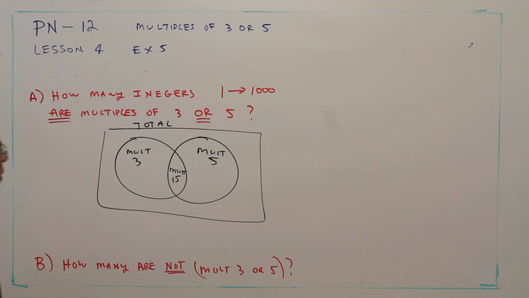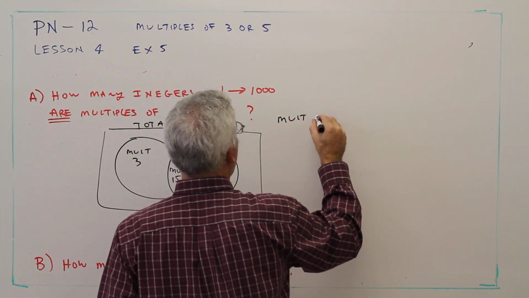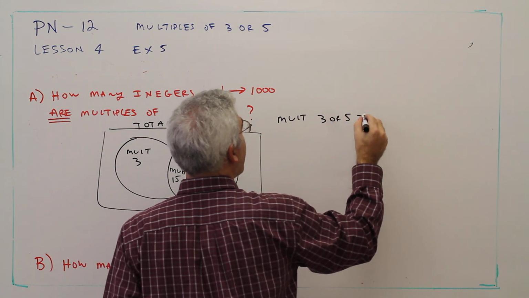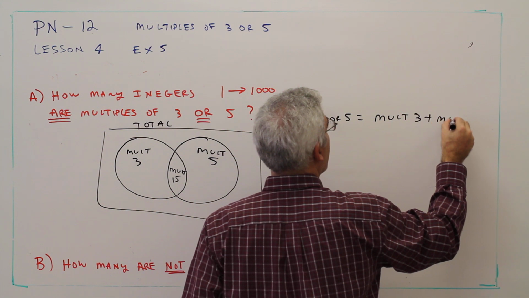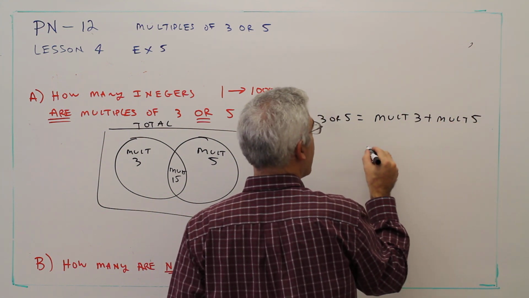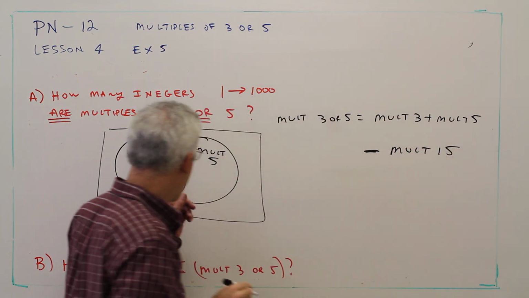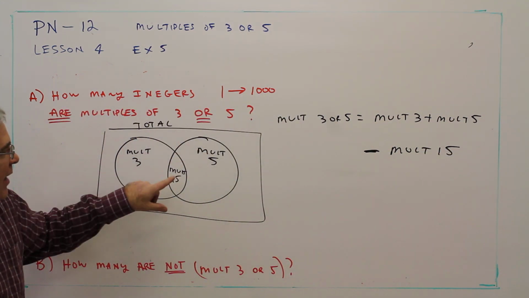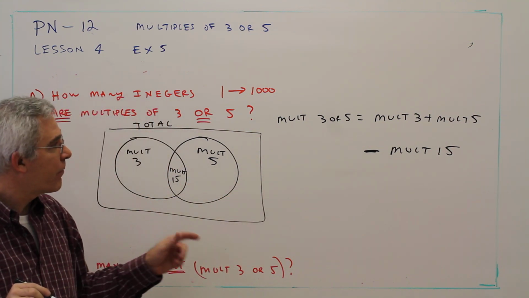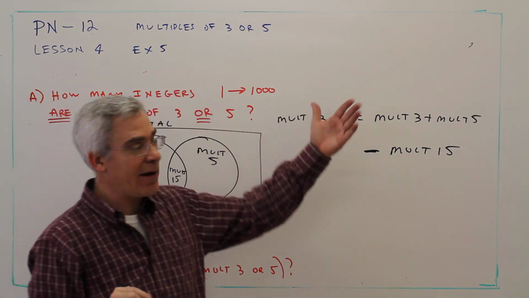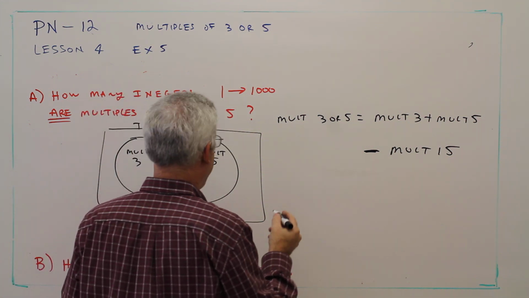Alright, so if you want to find multiples of 3 or 5, that's equal to the multiples of 3 plus the multiples of 5 minus the multiples of 15. If you just added these and these, you'd be double counting. So this takes care of that double counting. All I've got to do now is find out how many are multiples of each. So let's just do that.